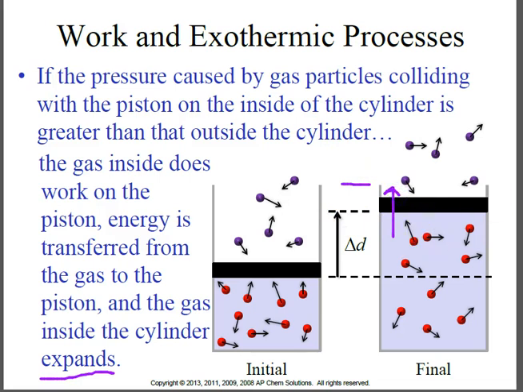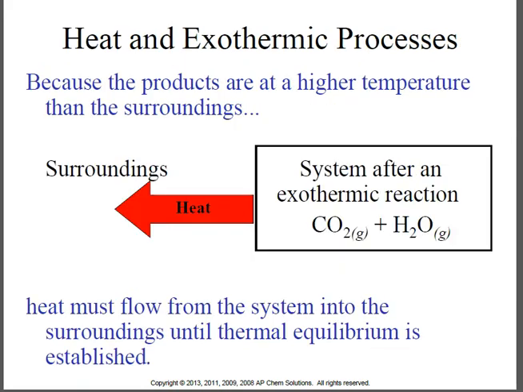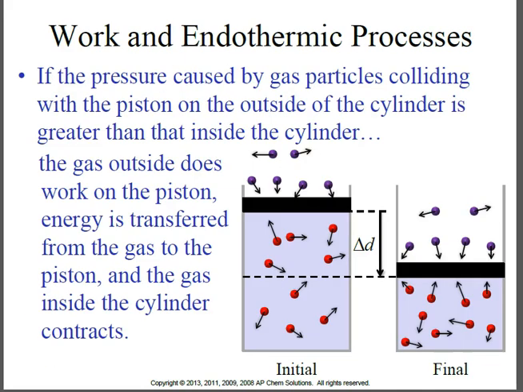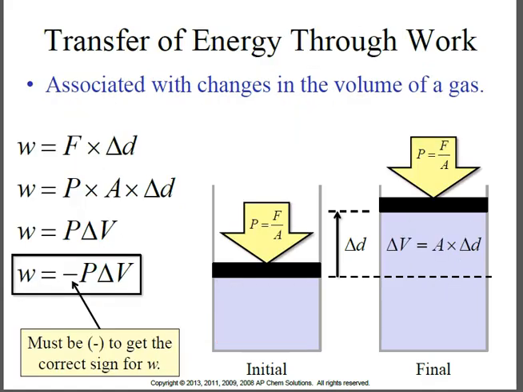In the previous example, your work would have been positive, remember, because the system was having work done on it, causing it to get smaller. But here, the system is doing the work, causing it to get larger. So that would be negative. How do we calculate this work, right? From physics, work is force times distance. Okay, so this is just a physics equation. You don't have to know this. We just want to see where this came from.